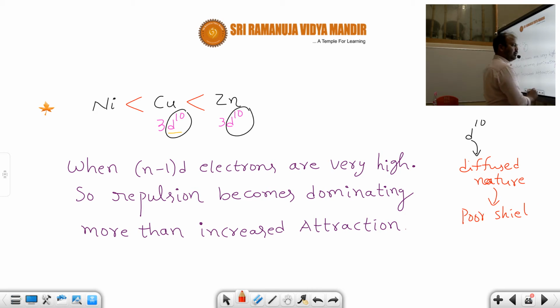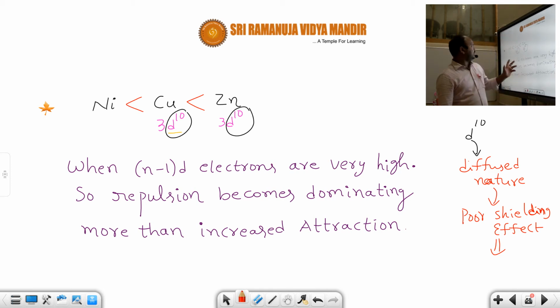Poor shielding effect. This is also called screening effect. What is the poor screening effect? Inner electrons do not protect the outermost electron. Is it correct or not? So what will happen here?